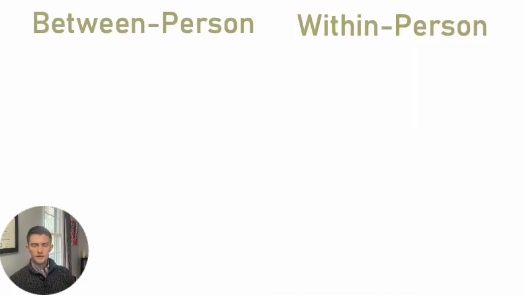There's one final idea that I want to introduce before wrapping up, and that has to do with a distinction between two different kinds of research questions or hypotheses that psychologists can ask. So some hypotheses are about differences between people. Other hypotheses are about differences between points in time within a given person's life, right?